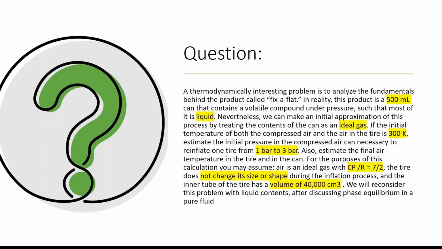For the purpose of this calculation, you may assume that air is an ideal gas with a Cp over R value of 7 over 2. The tire does not change in its size or shape during the inflation process, and the inner tube of the tire has a volume of 40,000 centimeter cubed. We will reconsider this problem with liquid contents after discussing phase equilibrium in a pure fluid.